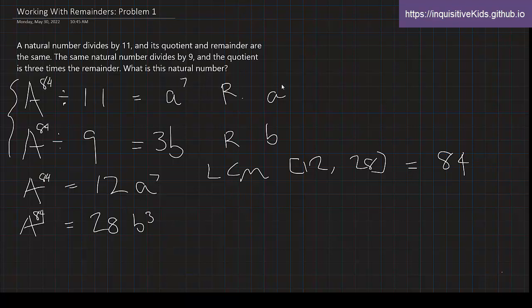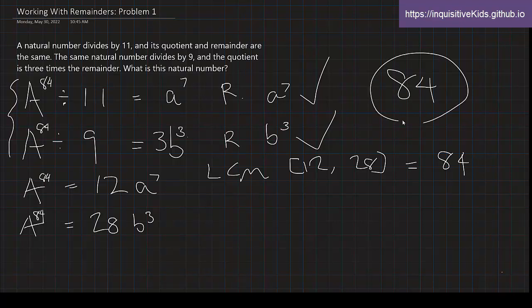If we substitute the values of a and b into these equations, does this make sense? 3 times 3 is 9. 9 times 9 is 81. 81 plus 3 is 84. That also makes sense. So what is this natural number? We don't even have to continue testing because we know that 84 is the correct answer.